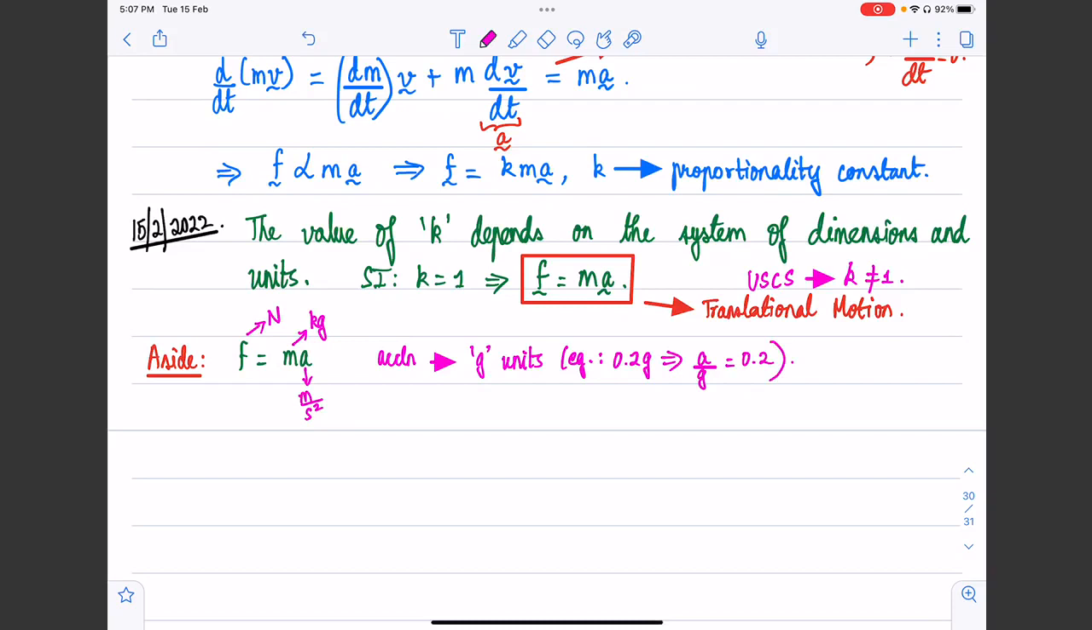So when we say acceleration is in terms of G units, we need to convert to meter per second squared before we apply it in the governing equation. Okay, that is point one.